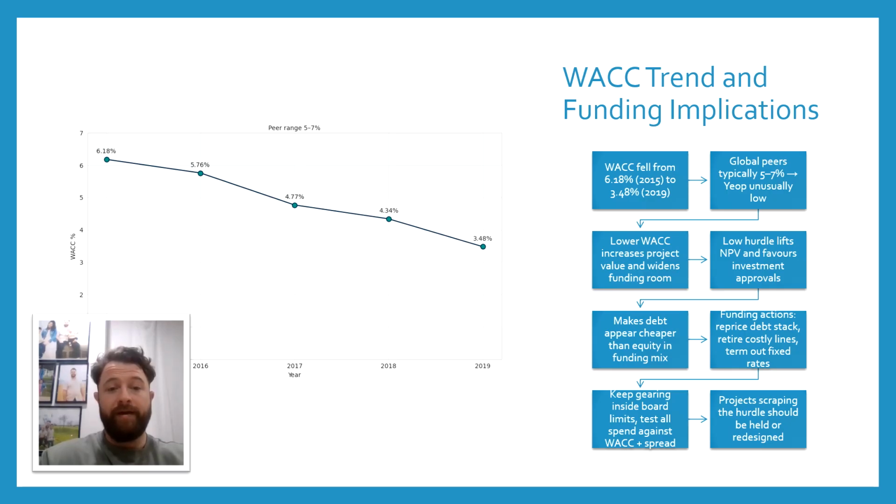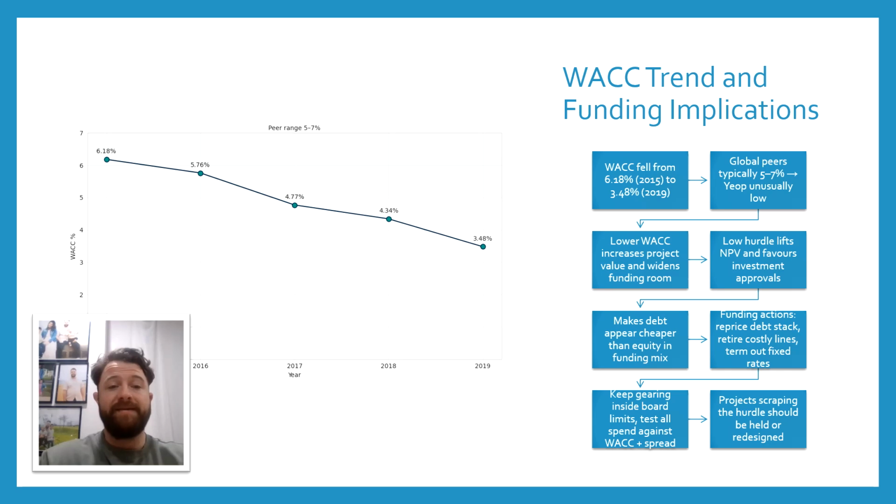WACC trend and funding implications. From 2015 to 2019, WACC fell from 6.18% to 3.48%. For comparison, global beverage peers are typically reported in the 5 to 7% range, highlighting that Yope's cost of capital is unusually low. Yope's lower cost of capital suggests greater room for funding, but also reflects higher leverage risk in the capital base. That cut in the blended capital rate lifts project value and widens funding room.